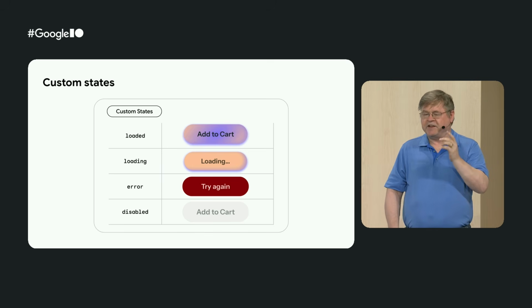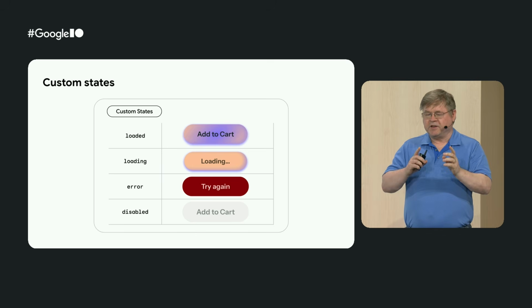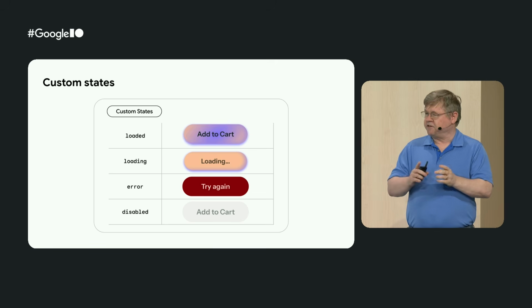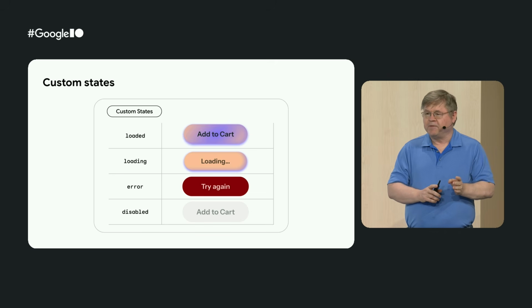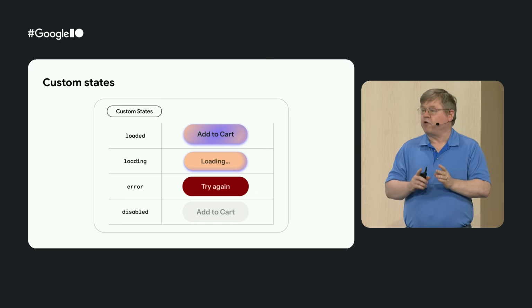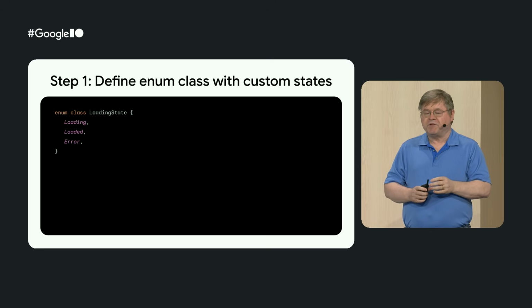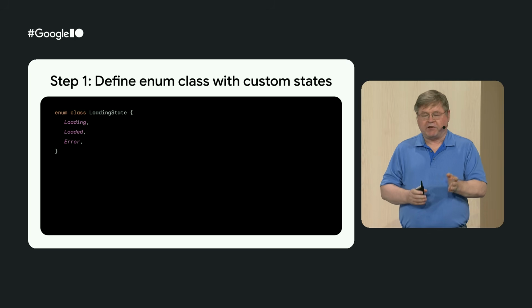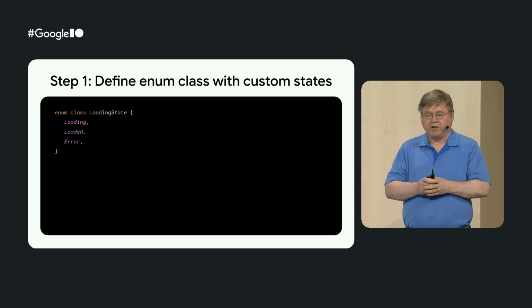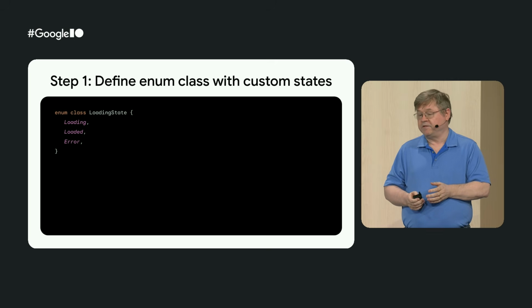To implement these designs, we need to somehow communicate the loading state to the style so we can change the button's look to match the design. This is what custom states are for. To create a custom state, you first need to create a type for the state. For Jetsnack, we wanted to track the state of loading. So we created an enum class that has 3 values that we're interested in: loading, loaded, and error.